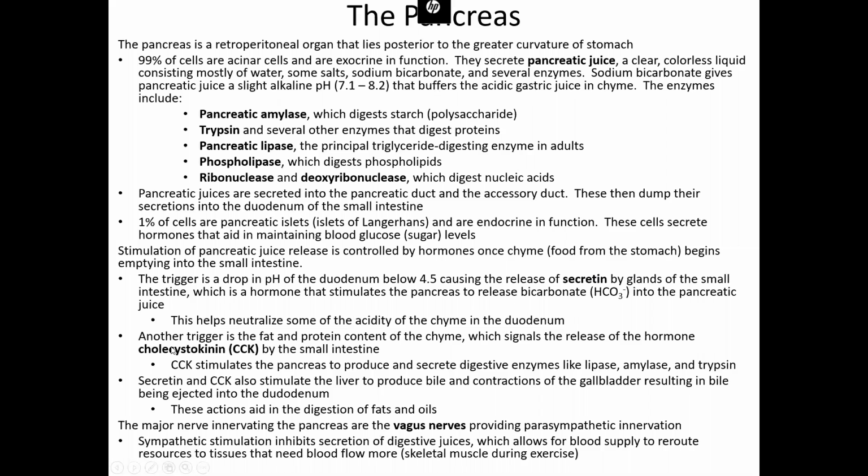Cholecystokinin is released by our small intestine when fat and protein is found in the chyme that's arriving at the duodenum. CCK, as it's abbreviated, stimulates the pancreas to produce those different enzymes. So when we have fat and protein in our chyme, and the acid from the hydrochloric acid starts to arrive at the small intestine, the duodenum, we release secretin and CCK from the small intestine to start releasing pancreatic juice.